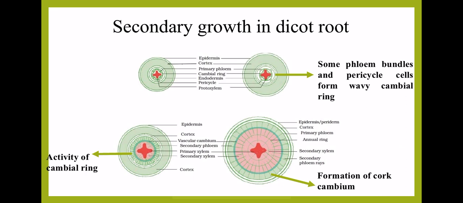The same process occurs in the dicot stem and the dicot root. Here remember, pericycle cells form a wavy cambial ring, whereas in the stem the medullary rays are present between the adjacent vascular tissues. This is about secondary growth in the dicot stem. Now let us solve some of the questions.